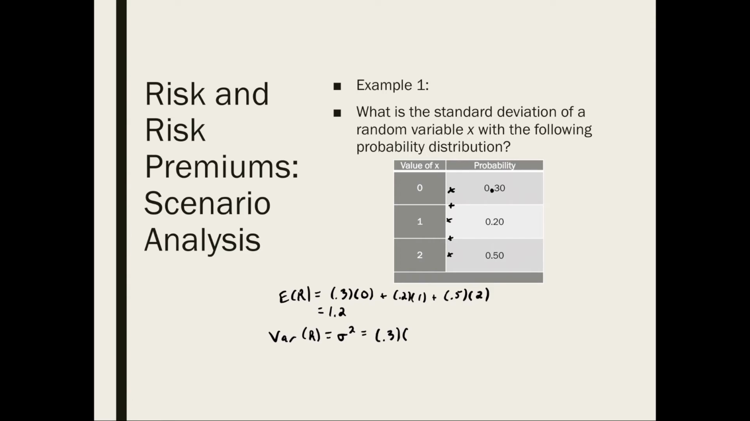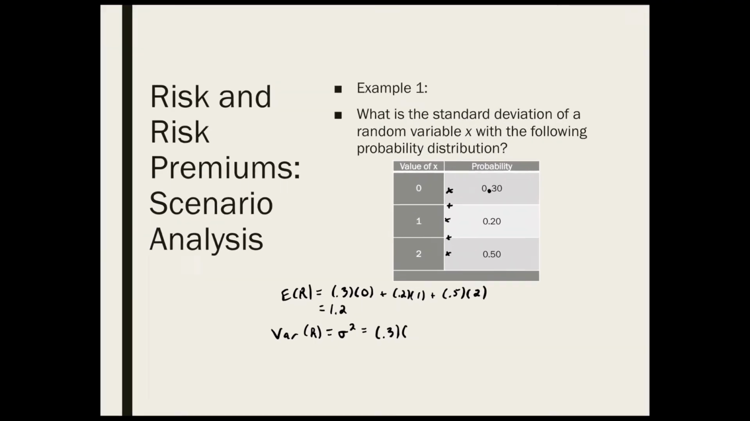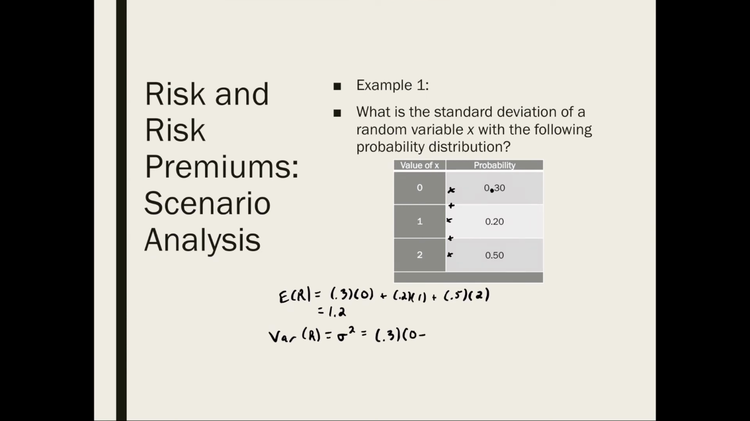So in this first scenario with 30% probability, the value of x is 0 minus the mean that we just calculated, and we square that difference. We add to it the probability of the second scenario, which is 20%. In that situation, the value of x is 1 minus the average of 1.2, squared, and then we add to it the final probability, 0.5. In that scenario, the value is 2 minus the average 1.2, and we square that again.